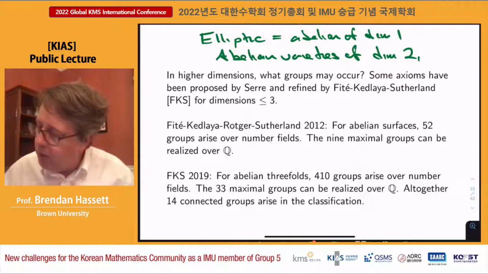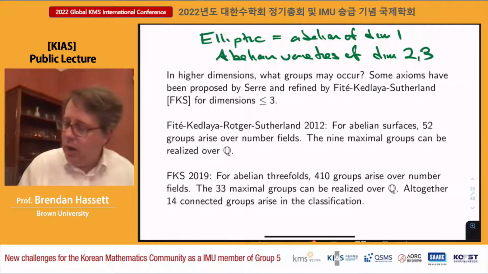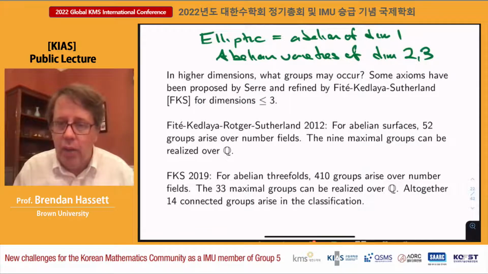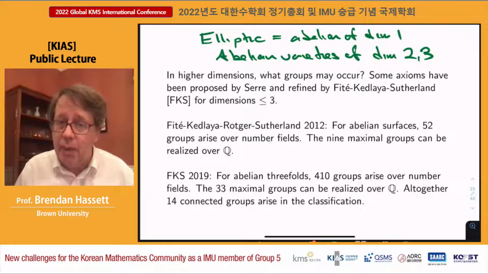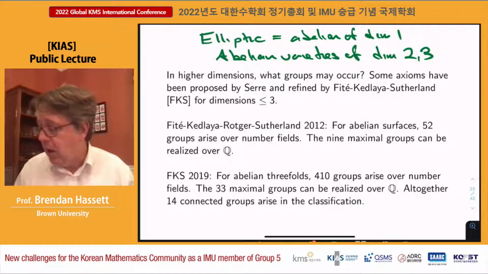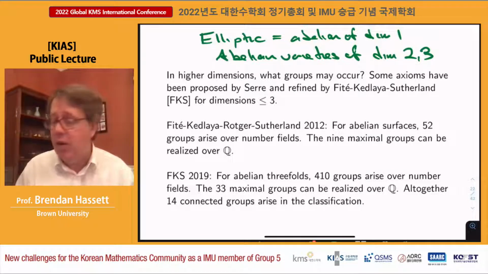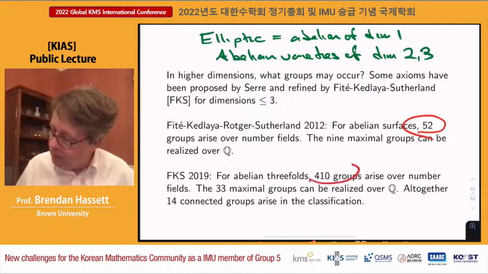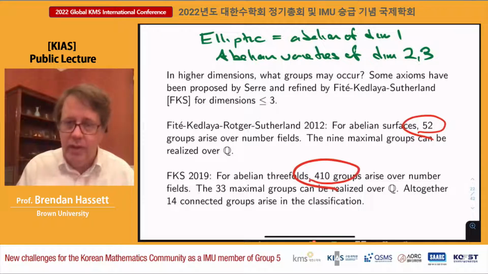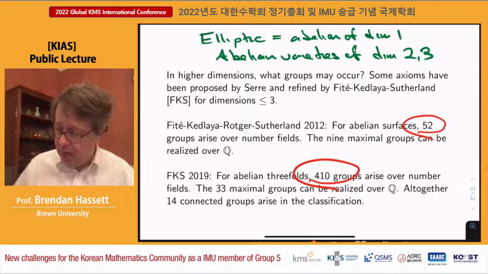This is a problem that had been considered previously by J.P. Serre, and the precise predictions were refined by Fité, Kedlaya, and Sutherland. Fité, Kedlaya, Sutherland, and Rotger have basically classified all the possible distributions that can happen. So it's not just a semicircular distribution. There are 52 different kinds of distributions that can occur for surfaces, and 410 different distributions that can occur over various number fields. You can try to realize these, and there are massive amounts of computation in actually realizing all these different classifications. So instead of having a semicircular rule, you have much more complex rules.